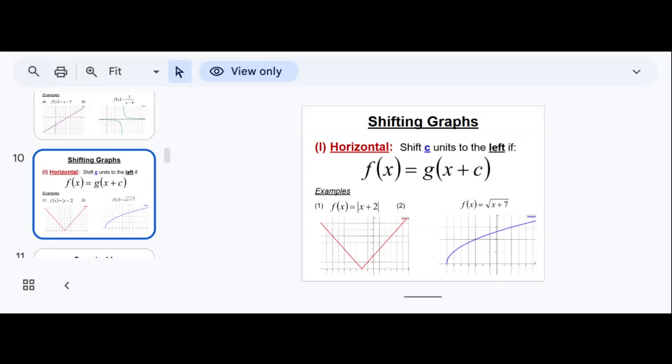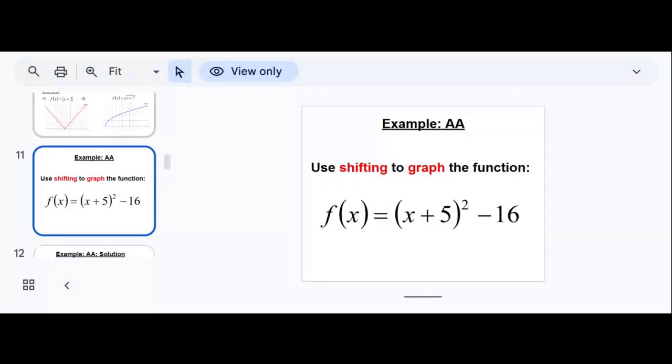So if you want to make it go to the left, instead of -2, we'll say +2. If you want to make the square root go 7 units to the left, instead of saying -7, say +7, inside. If you make it outside, +7, where are you going to go? Up. Okay? If it's to the right, plus 7 or minus 7? To the right, negative, inside. Negative 7.